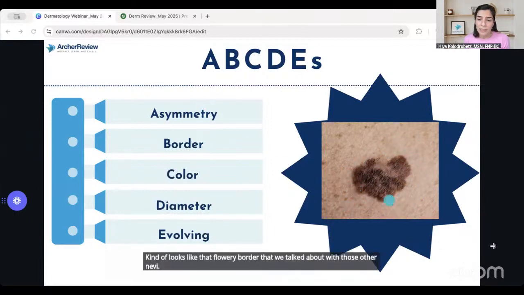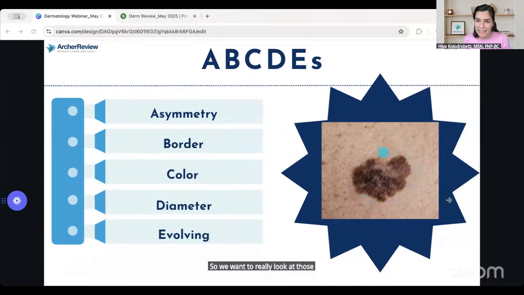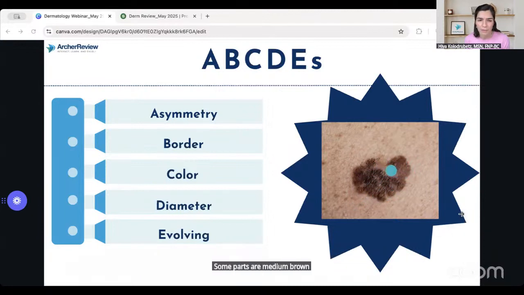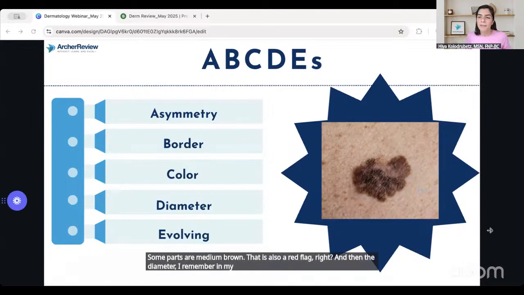So we want to really look at those borders. Is this a nice even border? Is it symmetrical? Absolutely not. What about the color? You see that color changing throughout the lesion. Some parts are dark, some parts are light, some parts are medium brown. That is also a red flag, right? And then the diameter, I remember in my pockets, I'd always have a little ruler, right? You just get that ruler right out. Is the diameter larger than 6 millimeters? If so, again, concerning. And has it been evolving?